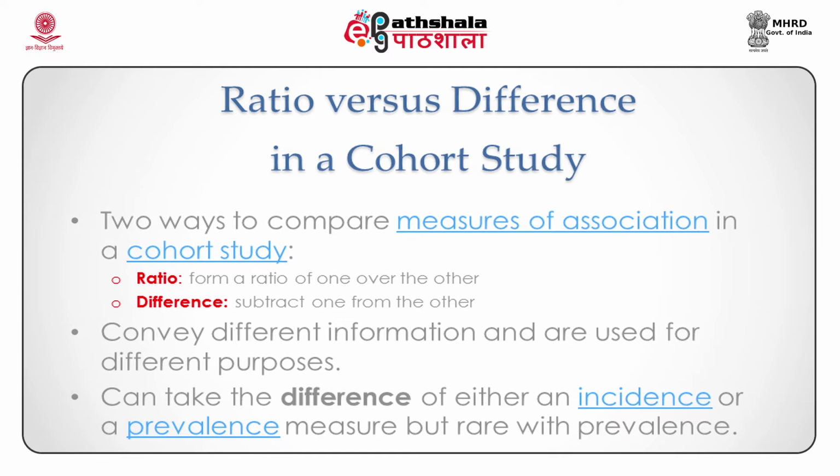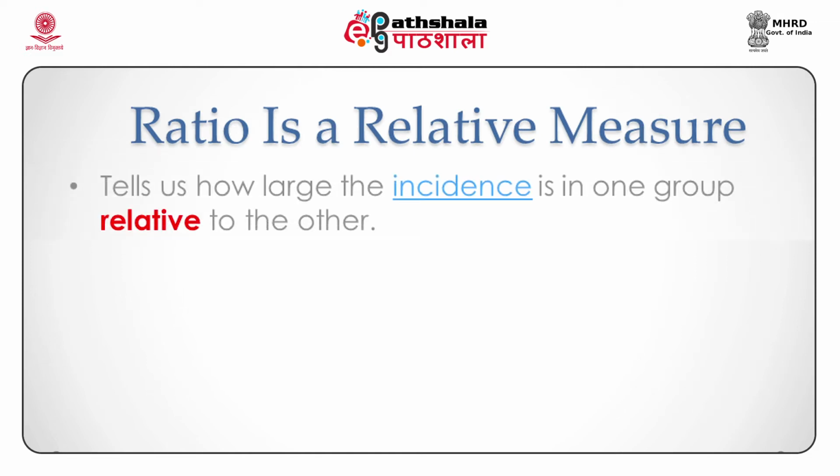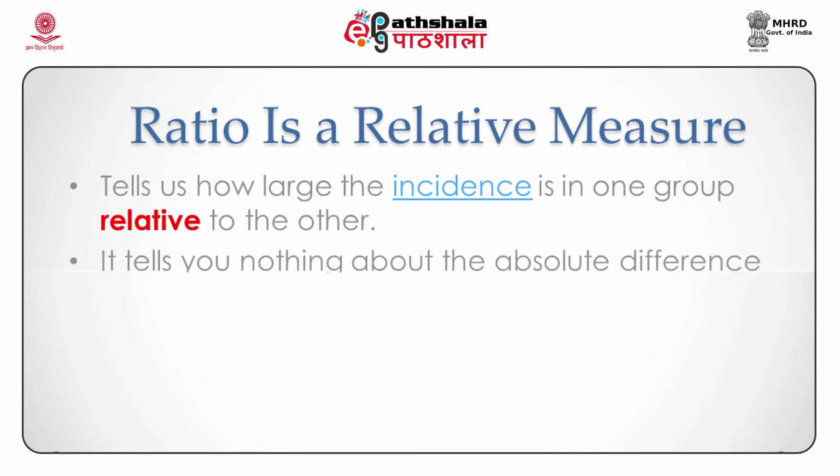In epidemiology, we can take the difference in the case when the proportion represents either an incidence, which is the occurrence of a new disease, or a prevalence, which is the proportion of existing cases. However, it is relatively uncommon to use ratios or differences based on prevalence and more common to consider the incidence. The ratio is a relative measure. That is, the ratio tells us how large the incidence is in one group relative to the other. What it does not tell us is anything about the absolute difference between the two incidences.